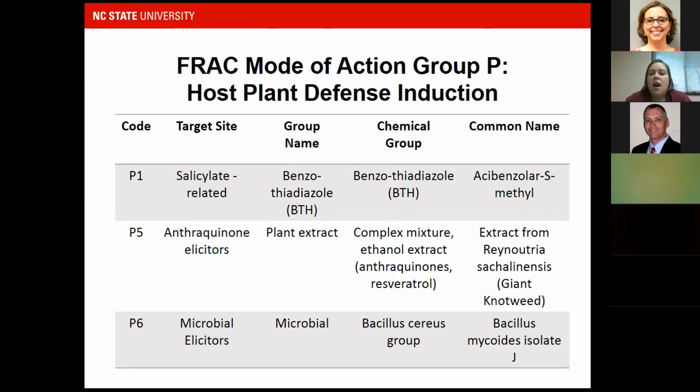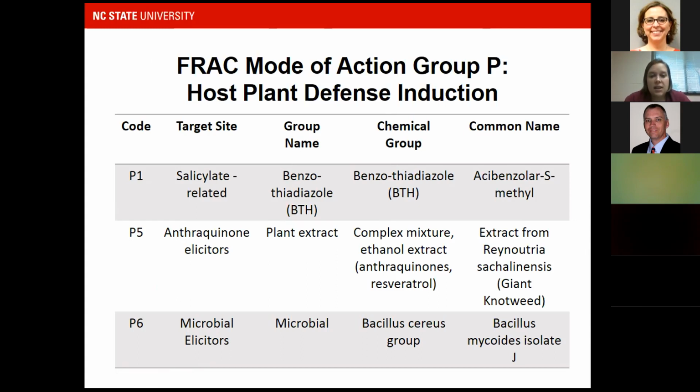So the host plant defense inducers, they're all in the same FRAC mode of action group P, and they're lumped into this new name, the host plant defense induction group. Some of these products are Actigard, Lifeguard, Regalia. You might have heard of those products. Sometimes they're more popular, maybe in organic settings.